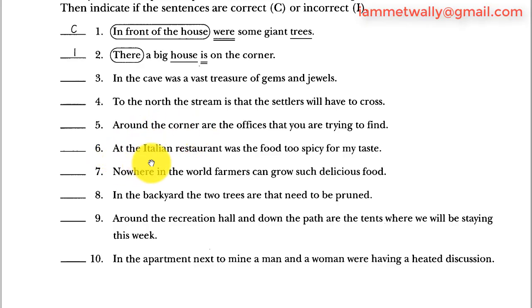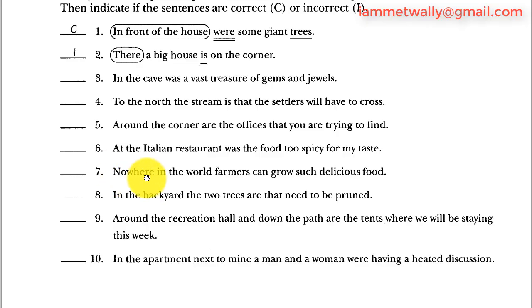6. At the Italian restaurant, was the food too spicy for my taste? At the Italian restaurant, this is the place expression; was is the verb, the food is the subject, too spicy for my taste. The food was too spicy for my taste. It's a complete sentence. It doesn't need the place expression to make it correct, so this one shouldn't truly be inverted. It should be at the Italian restaurant the food was too spicy for my taste, so the sentence is incorrect.